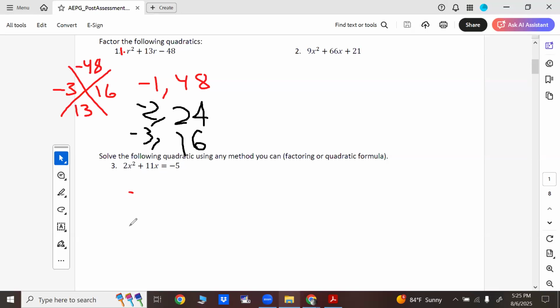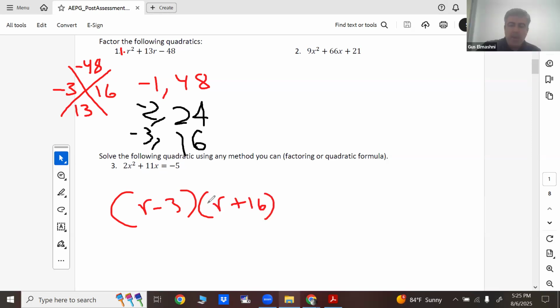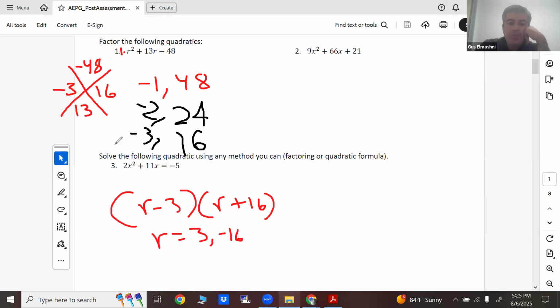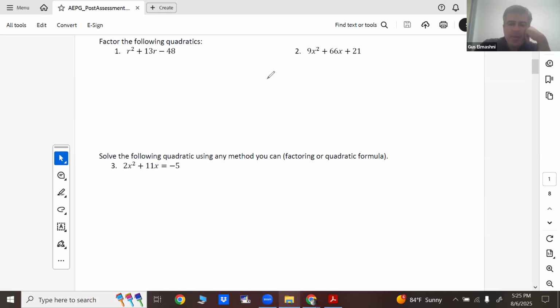I passed over 3 when I was thinking because I thought of it as a positive. So you have R minus 3, R plus negative 16, right? So you had 3 and -16. Okay. Now for number two, you want to find the greatest common factor first.